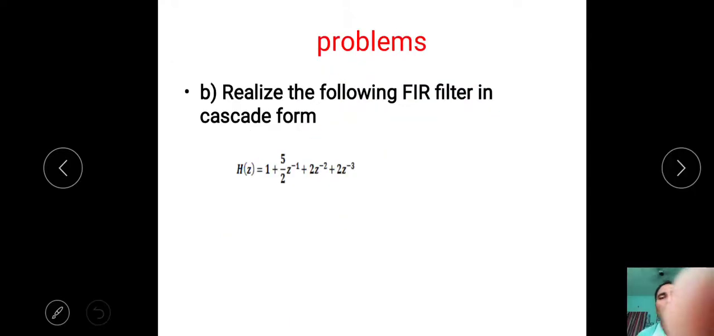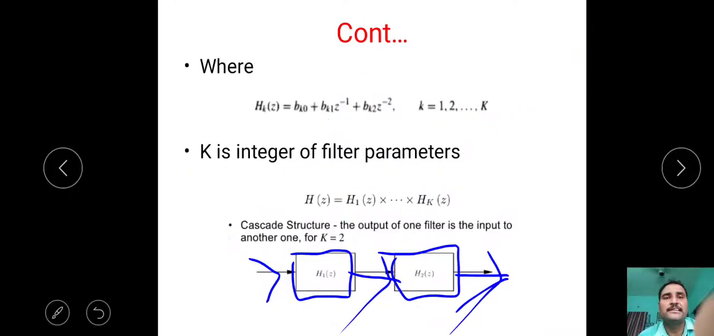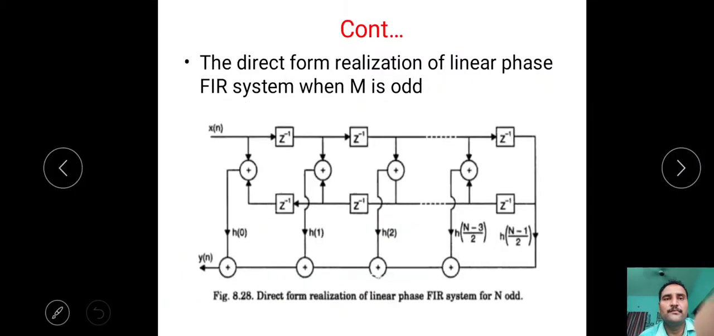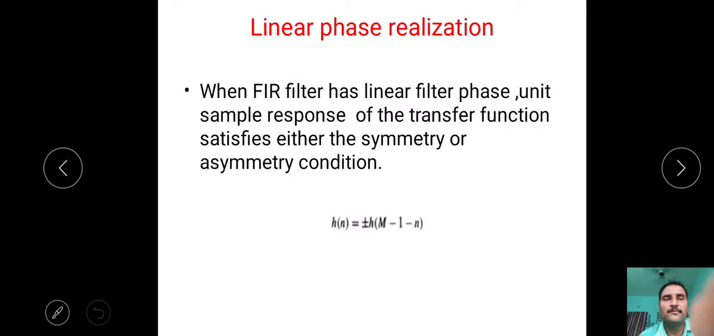Okay. So what is linear phase realization, sir? Let's see. Direct form realization requires M minus 1 adders, M multipliers, and M minus 1 delay elements. It is very high. In such a case, we go for linear phase realization. All systems can be realized by using direct form realization, but to implement linear phase realization, the given system must obey a condition.